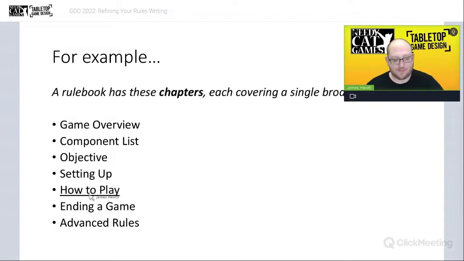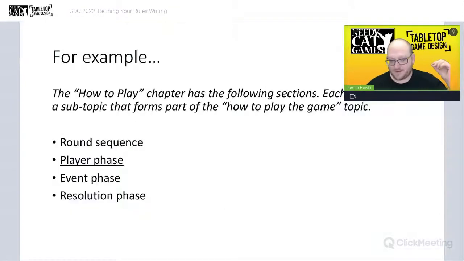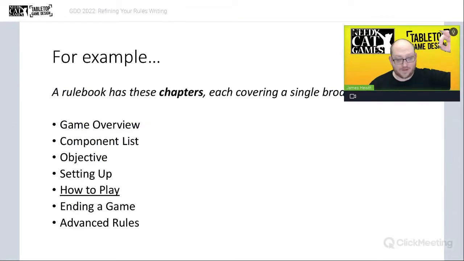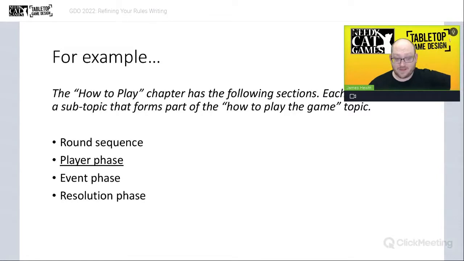That how to play one, let's zoom in on that. And that itself will have in that chapter various sections. So this is part of the how to play chapter. The topic for the how to play chapter is how to play the game, and all the things that we then find in here are subtopics based on a particular part of how to play the game. So we talk about, as it says here, round sequence, player phase, event phase, resolution phase.